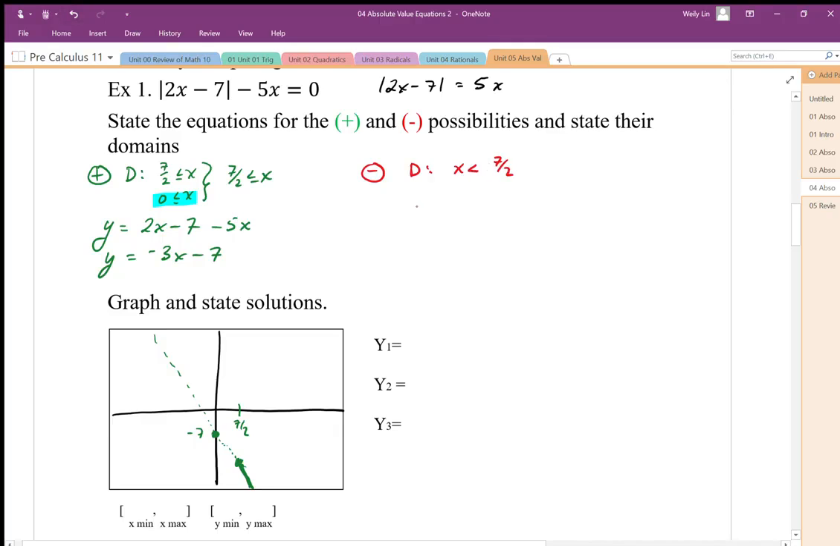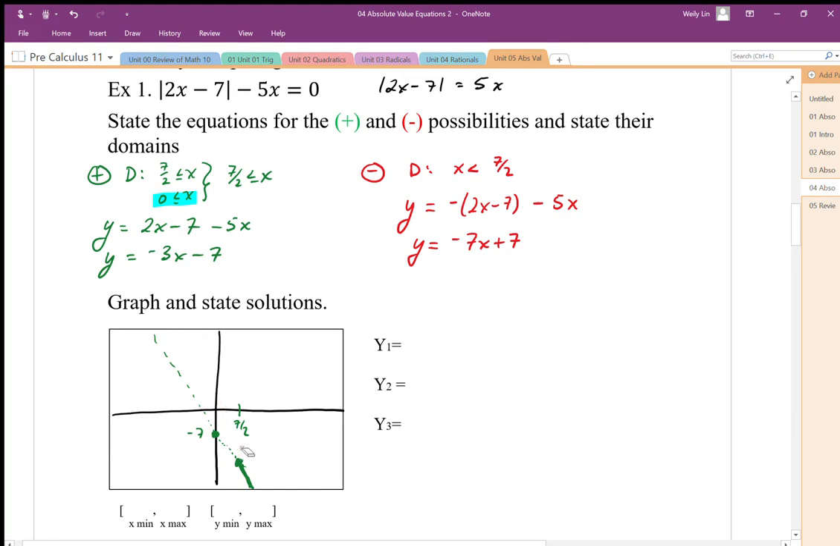Then I can rewrite this with the negative version. This is going to be when the 2x minus 7 is negative, so we need to make this inside negative into a positive, and we do that by making it the opposite sign. I can now graph this. This becomes negative 7x plus 7 as the outside function. So from 3.5 to the left, it's going to have a slope of negative 7 and a y-intercept of positive 7.